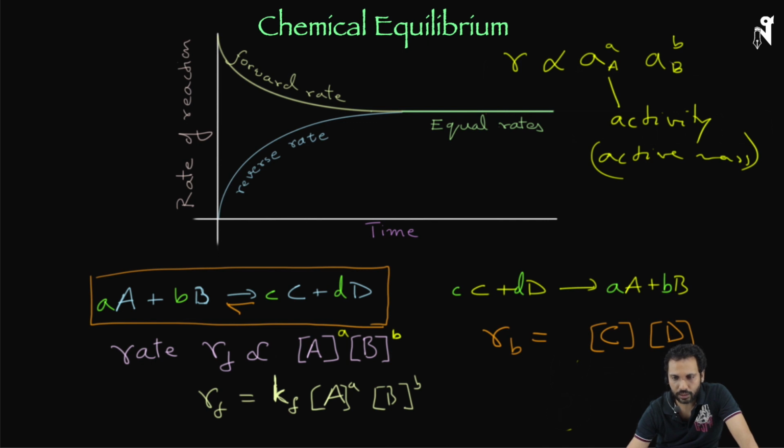So concentration of C power c, concentration of D power d, where c and d are the stoichiometric coefficients. Instead of proportionality I've written an equal to sign. That means I can put in the constant of proportionality, which is called the rate constant backwards.